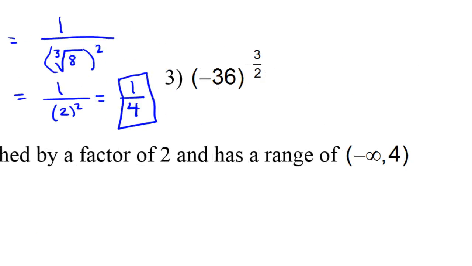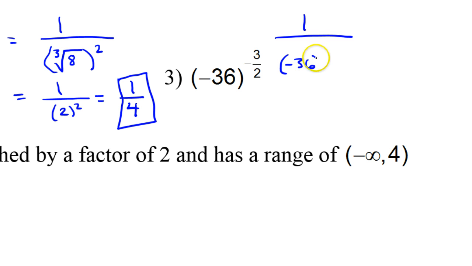How about number 3? So let's be careful. We have a negative here that we have to deal with. This is negative, so I'm going to have 1 over, and now I've got my negative 36 to the 3 over 2 power. That's weird. So actually this is going to end up being no solution because power over root. So 2 is the root.